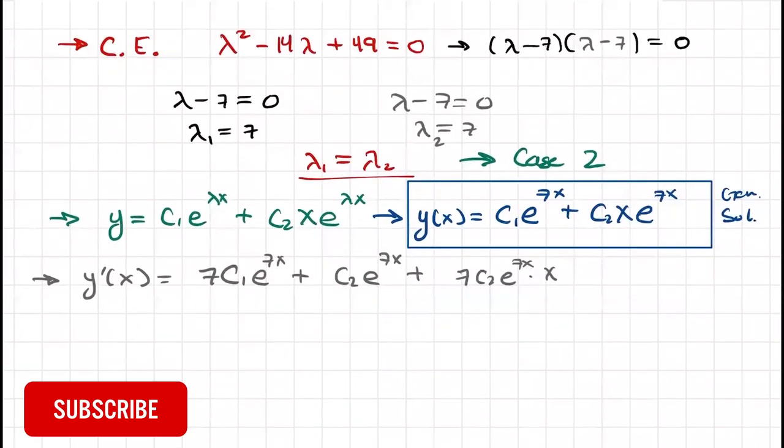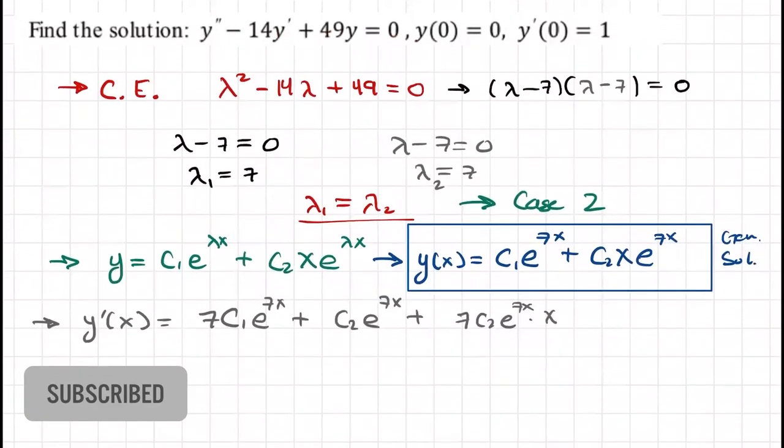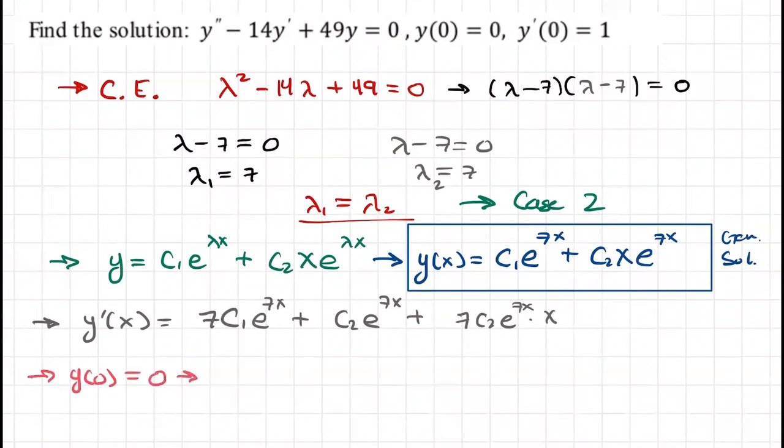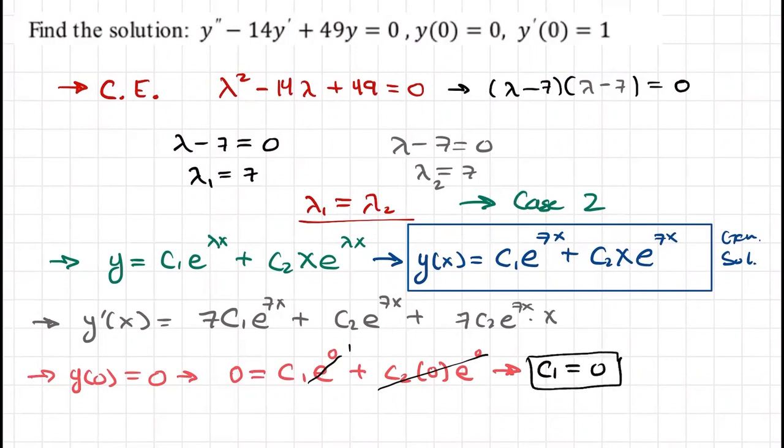All right, so we have our two solutions. Let's apply our initial conditions. We have that y of 0 equals 0. So when x is 0, y will be 0. So this will be 0 equals c1 e to the 0 plus c2 times 0 e to the 0. And you can see from this one, basically we can get rid of this. This becomes a 1. And then we're left with the answer that c1 is equal to 0. So we got rid of one of our variables.